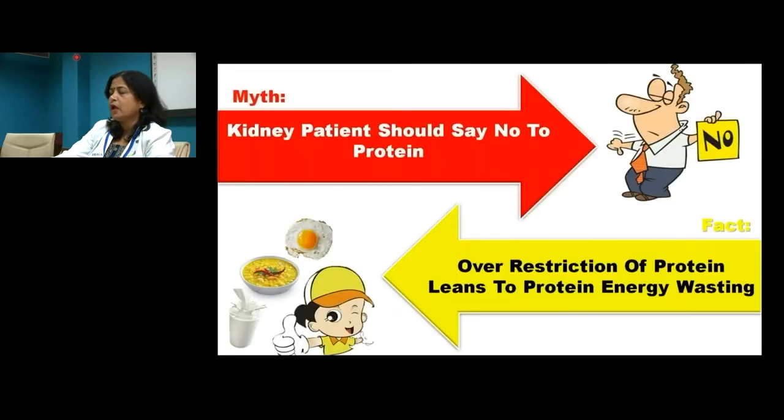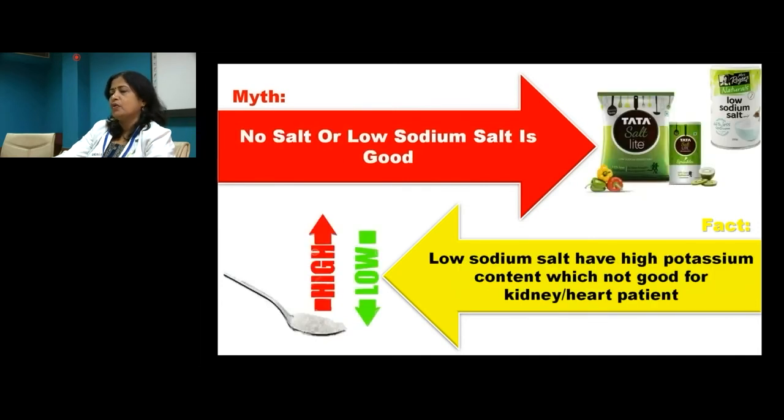So now comes the myths, because there are so many myths for diabetic kidney patients. The first myth is that kidney patients should say no to proteins. Strictly no. Over-restriction of protein leads to protein energy wasting, and that leads to fatigue or severe malnourishment of the patient. Now, is no salt or low sodium salt good? Low sodium salt has high potassium content, which is not good for kidney or heart patients, because it also contains sodium and other minerals. So that is not overall good for the patient.